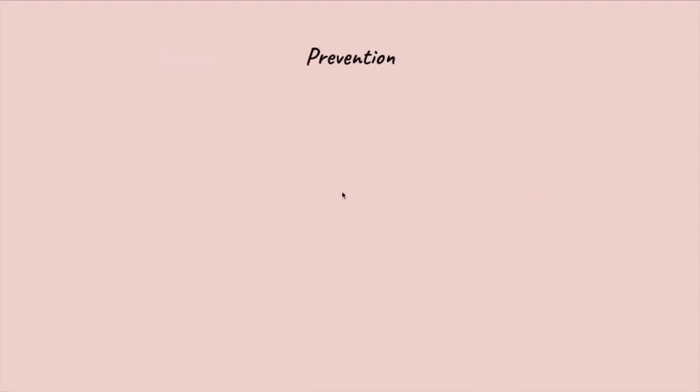Now that we have learned all about coronary artery disease, we can talk about what you can do to prevent the disease. A big part of prevention for the disease is your diet.